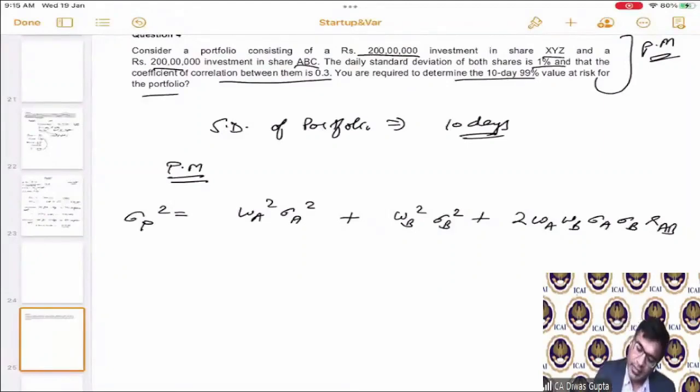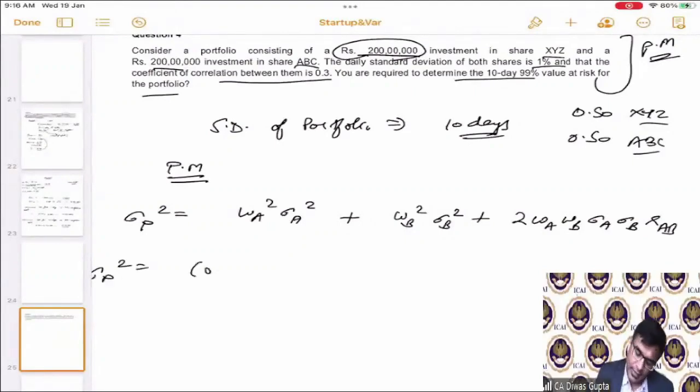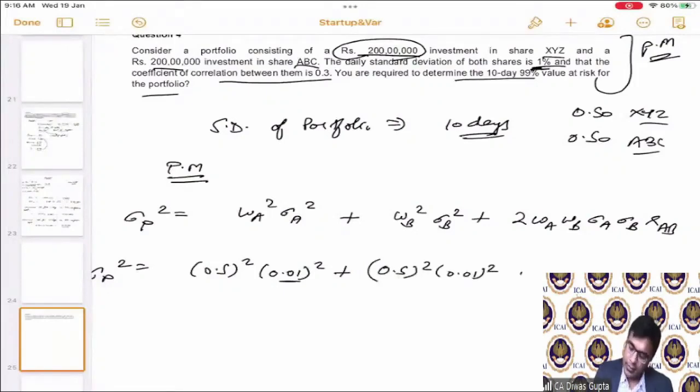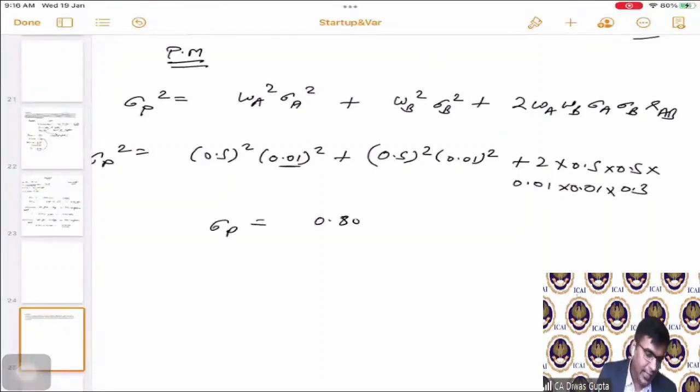Now we know the weights are 0.5 and 0.5, because the investment is equal in XYZ and ABC. So 50-50% is the weight. Can we calculate the portfolio variance? Yes. 0.5 square, 0.01 square, I'm taking 0.01 because 1% is the standard deviation for the respective share, plus 0.5 square, 0.01 square, plus 2 into 0.5 into 0.5 multiplied by 0.01, 0.01, and the correlation coefficient is given as 0.3. Students, this is exactly the same thing that we used to do in our portfolio management. If we solve this, the portfolio standard deviation comes out to be 0.8062 percent.